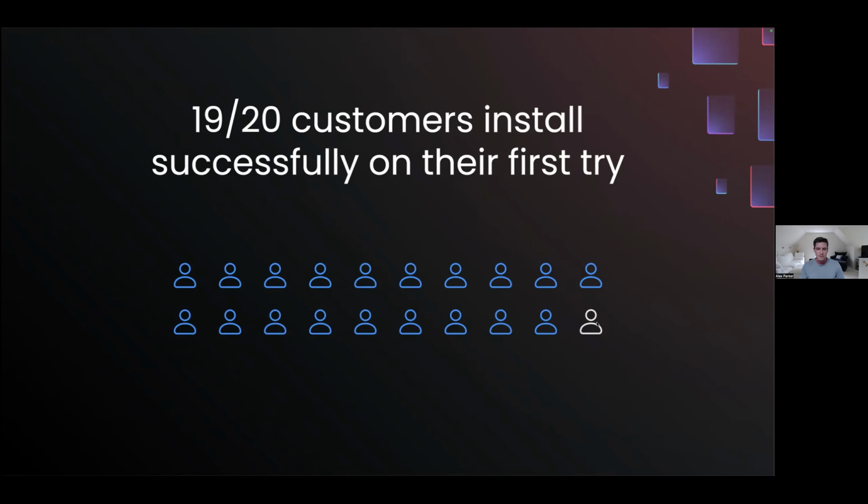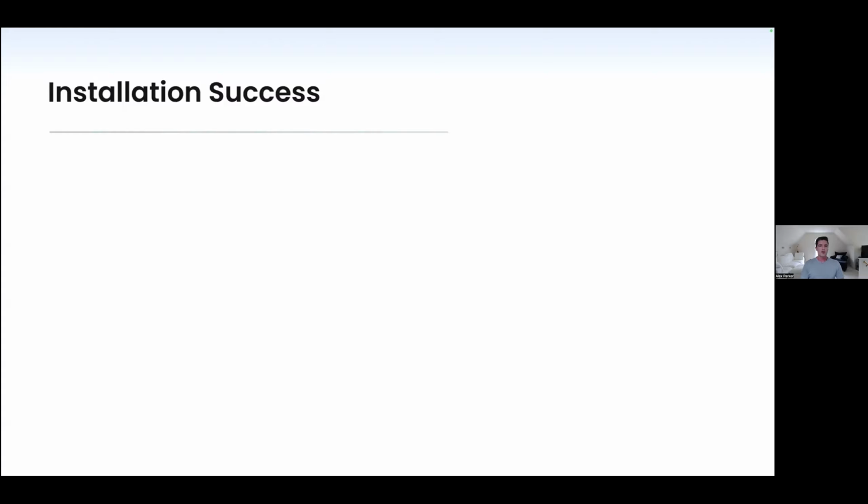And that 20th customer maybe has some unique circumstances in their environment that require a bit more work to get it working. But out of the box, we're shooting for 19 out of 20 customers to be able to, without assistance, install your application successfully on their first try. So that's a pretty lofty goal for installing into enterprise environments because of the differences in these environments. So installation success is a key thing, but how are we going to get there?